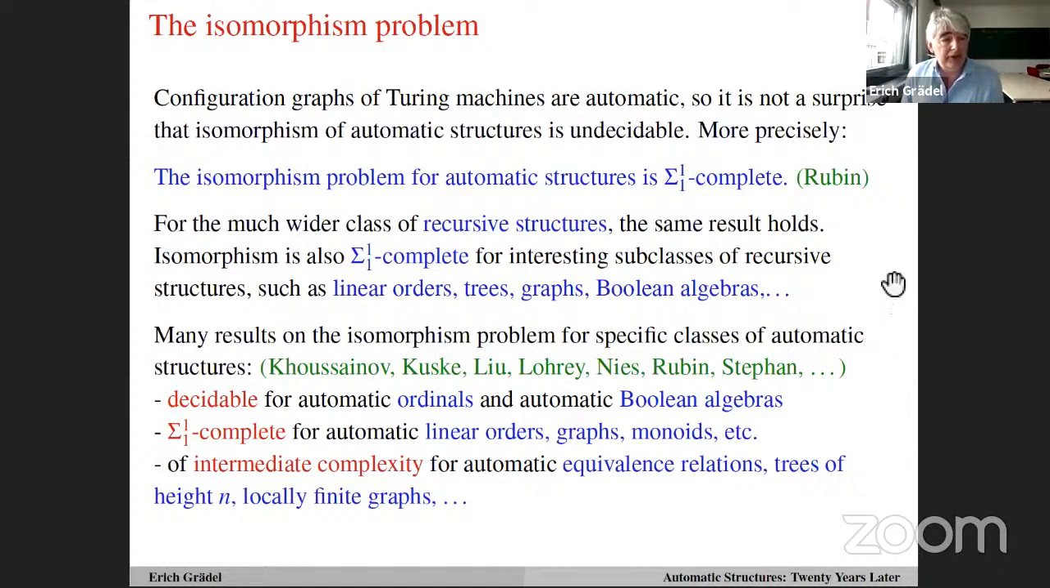Researchers like Kusainov, Khoussainov, Liu, Nies, Rubin, Stephan in various combinations have studied the isomorphism problem for specific classes of automatic structures and proved that in some cases these are even decidable, for instance for automatic ordinals or automatic Boolean algebras. They have the full sigma 1 completeness for linear orders, graphs, and monoids, and in some cases, such as automatic equivalence relations and trees of a fixed height, there is an intermediate complexity in certain levels of the arithmetic hierarchy. So this has been quite an active topic of research inside the field of automatic structures.